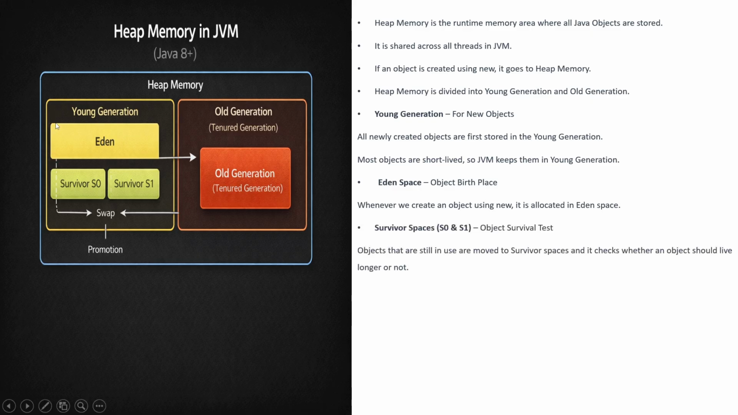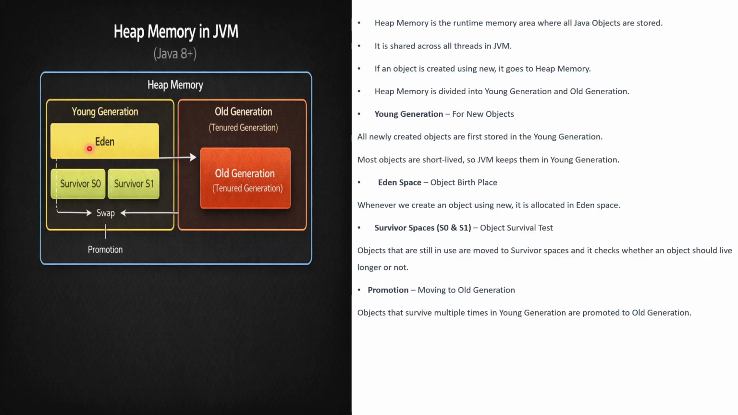Next, let's talk about survivor spaces, that is S0 and S1. It is also known as the object survival test. Objects that are still in use are moved to survivor spaces, and it checks whether an object should live longer or not. Now let's talk about promotion. Promotion is nothing but moving to old generation. Objects that survive multiple times in young generation are promoted to old generation. You can see here the objects which are created in Eden space and survive for a longer time are getting promoted to old generation. So from young generation, objects are getting moved to old generation.